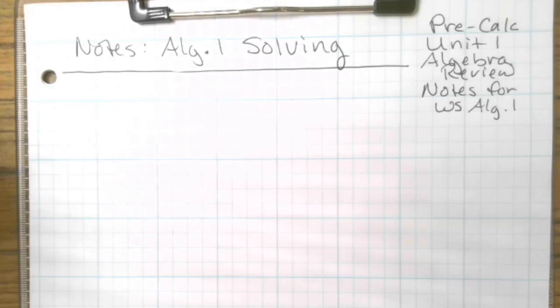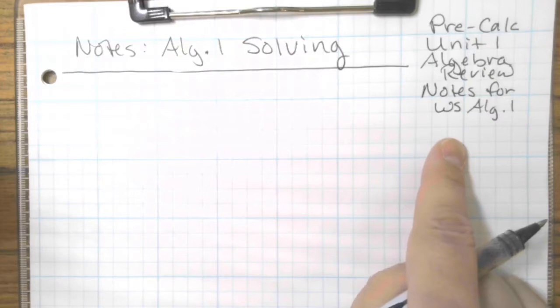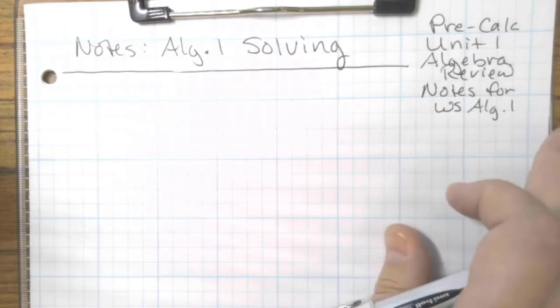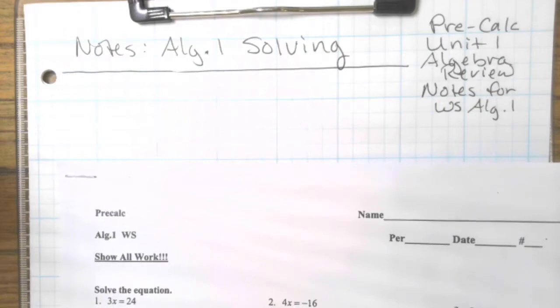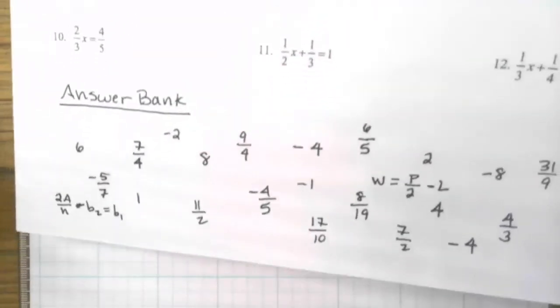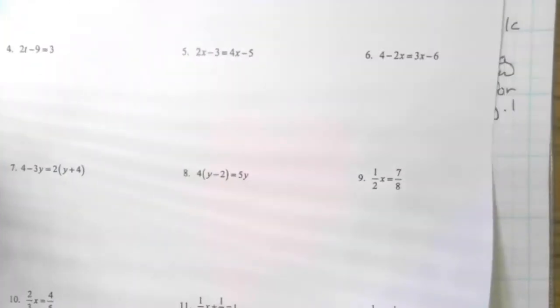Hello. This is the notes day that goes with the first assignment in Unit 1, which is our review of algebra unit. The worksheet that these notes coincide with is the Algebra 1 worksheet here, the first one. Notice that there is an answer bank at the bottom. The answer bank is for the entire worksheet, front and back side.